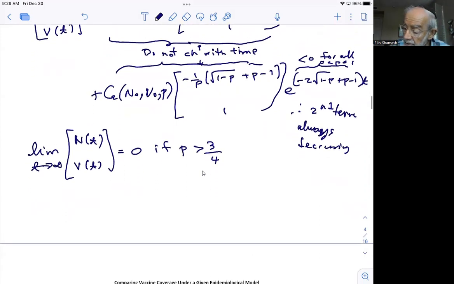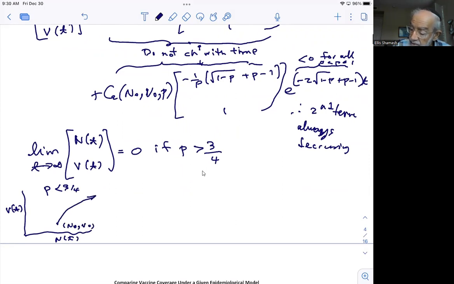So we could graph this and say what's happening is that when p is less than 3/4, as we look at the number of people who are not vaccinated and the number who are vaccinated that are getting sick, we'll find that regardless of where we start, wherever our N0, V0 is, it'll take off. We start over here, it takes off. No matter where we start, it takes off.